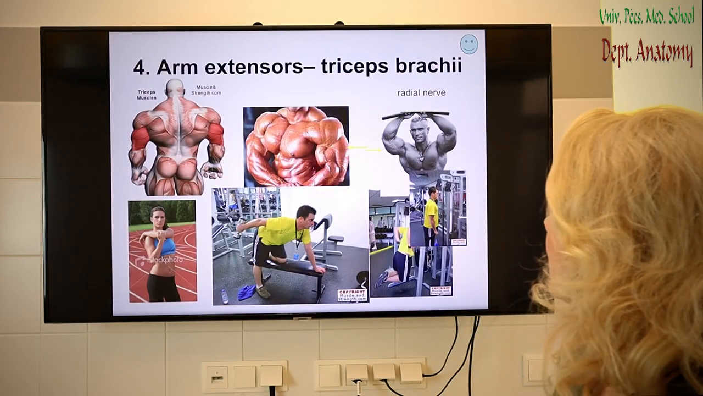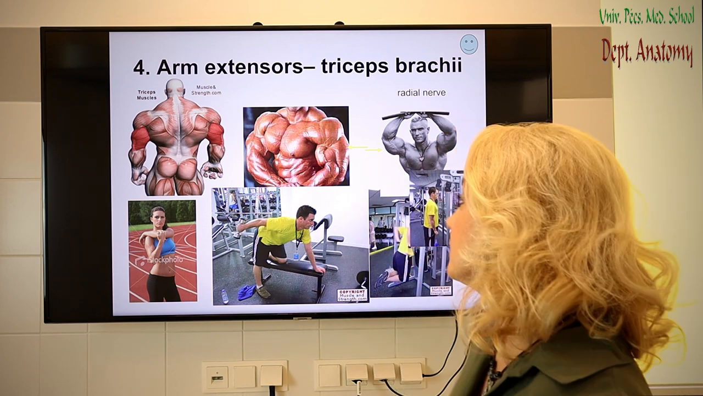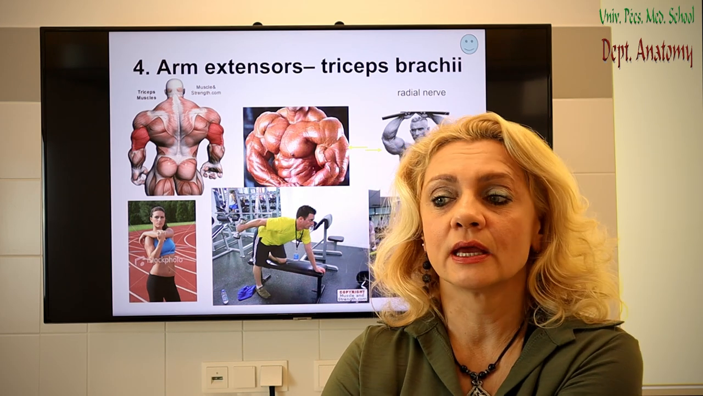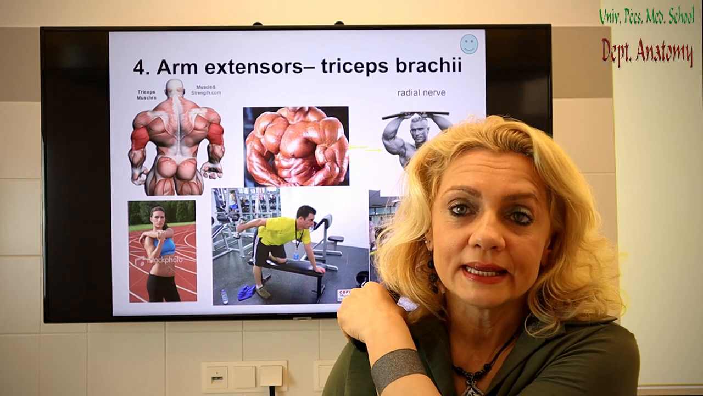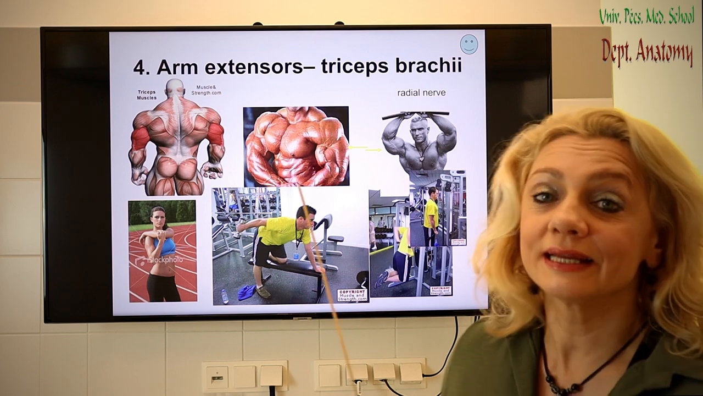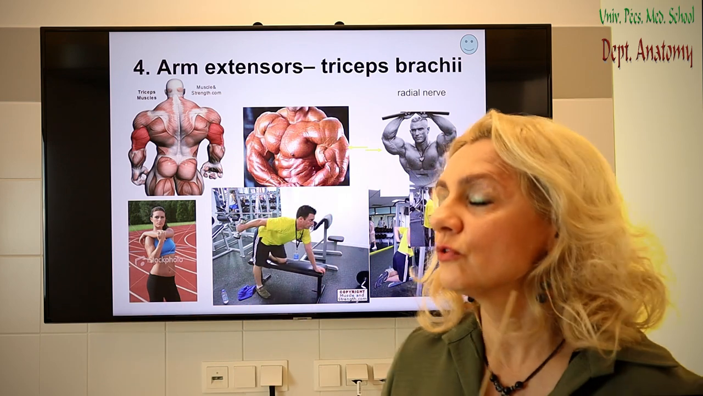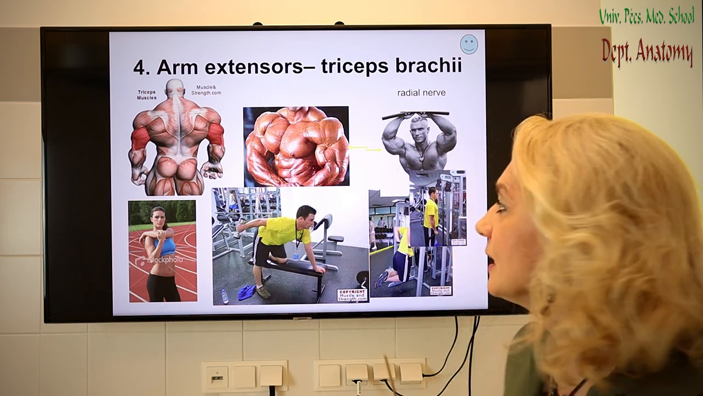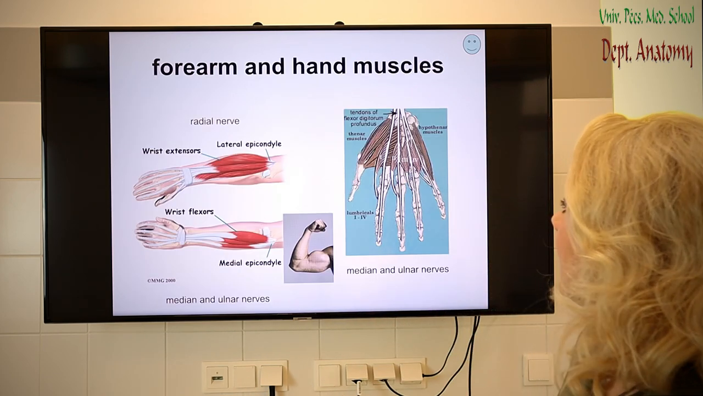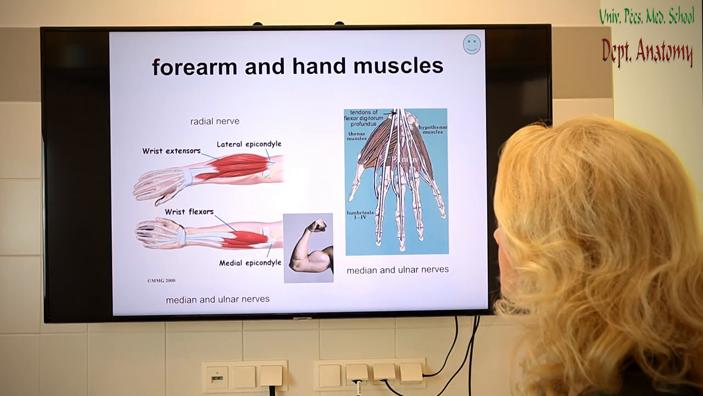The arm extensors, this is basically the triceps with the three heads, and the triceps does extension of the elbow joint, except for the long head, which in addition, so it does of course extension in the elbow joint, but in addition, because it bridges the shoulder joint, it does retroflexion as well. And then finally we reached the forearm muscles.